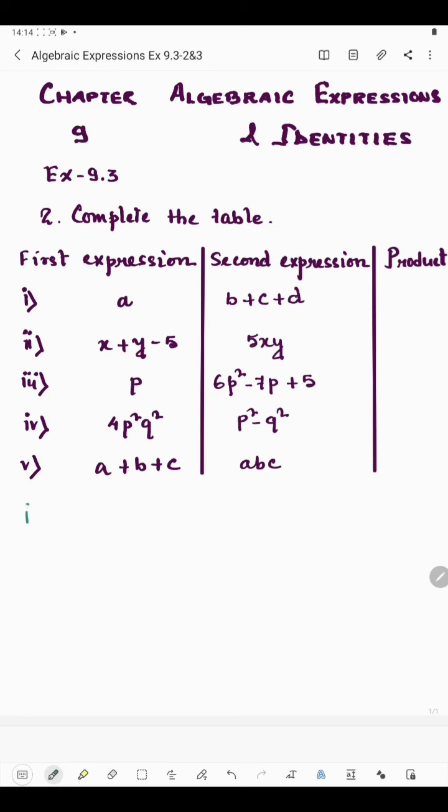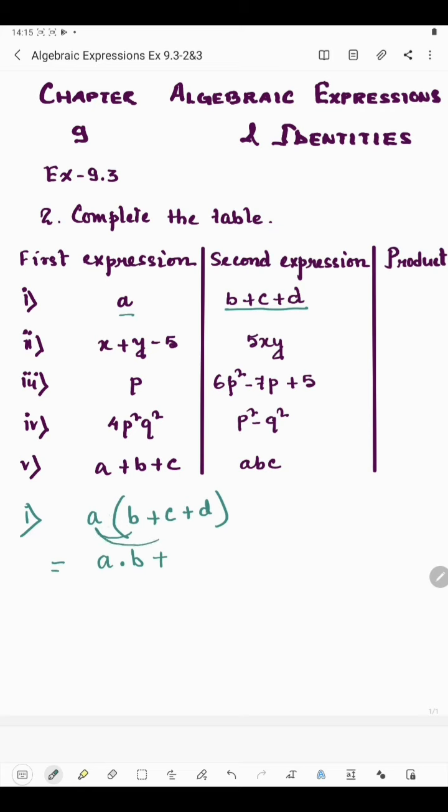Now in the first part we have A, and A should be multiplied by B plus C plus D. So the monomial should be written at first and then we will put the bracket, and the trinomial should be written within the bracket. Okay, so B plus C plus D. Now the monomial should be multiplied by the first term of the trinomial, so it's A into B. Then whatever sign we have, here we have plus sign, so we'll put plus sign.